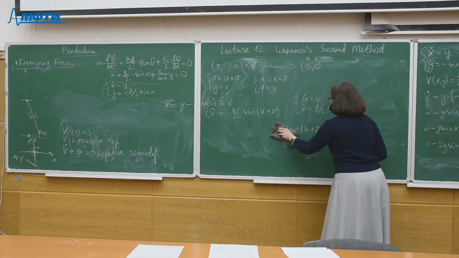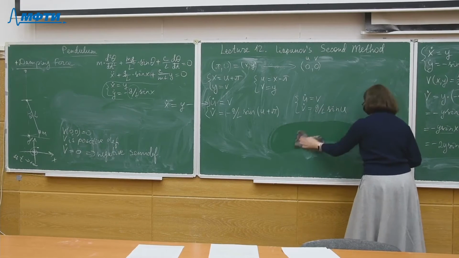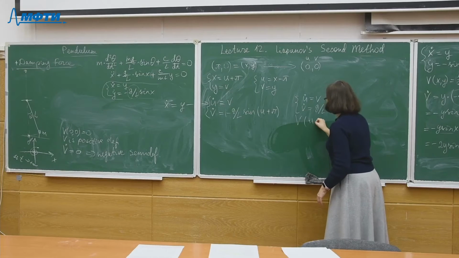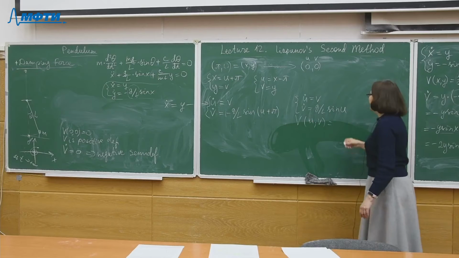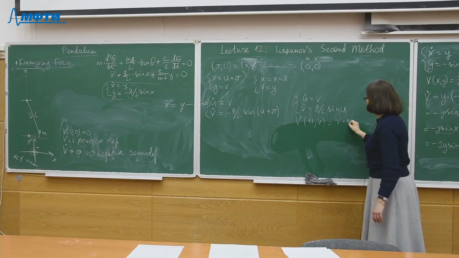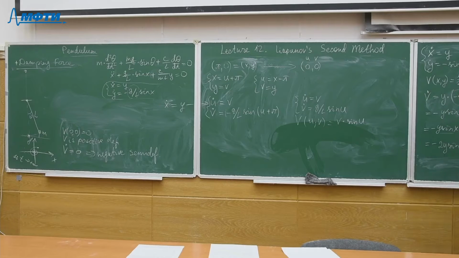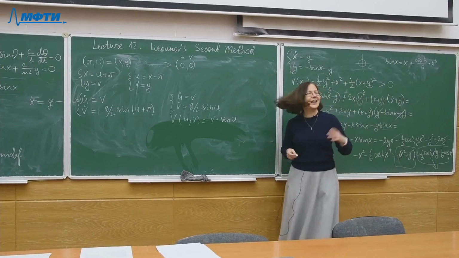Well, and now I suggest the function V of u and v. It will be equal to v times sine u. Let's try this function. Okay, is it positive definite or negative definite or semi-definite? What about this function?